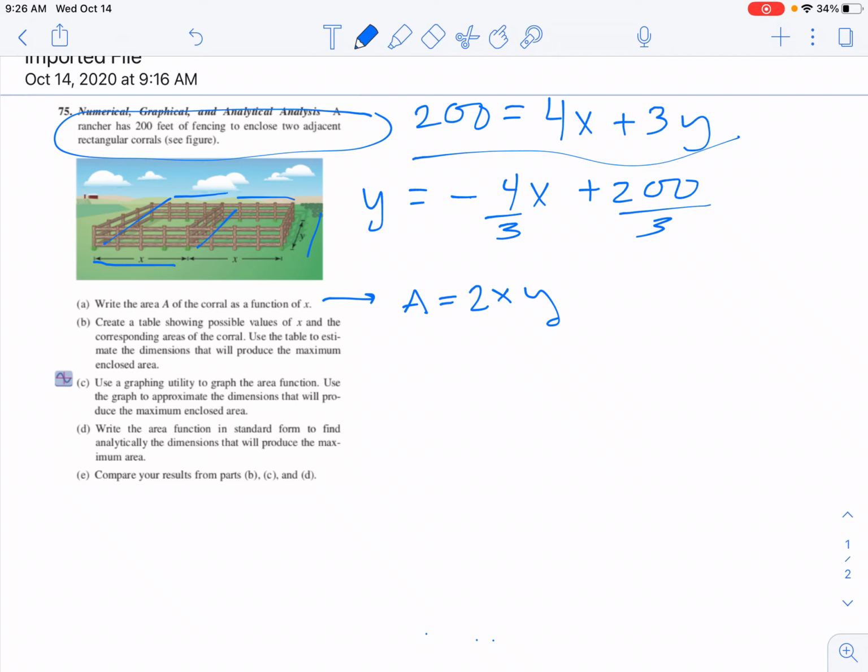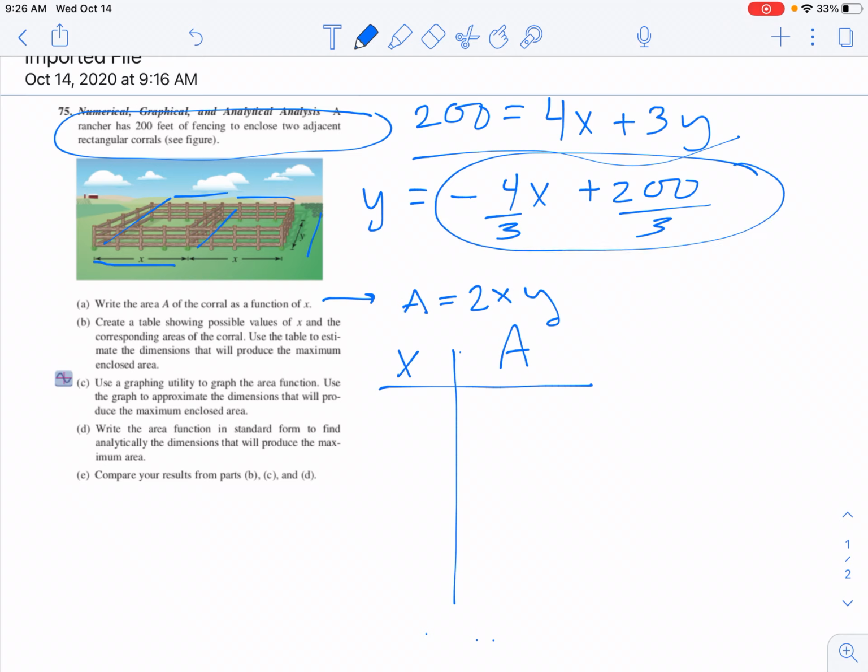And then for part B, it says create a table of values showing possible x values and the corresponding areas. So x value, area. You can create a table of values, but either way, in order to calculate the area, you're going to have to substitute into this equation. So if x is, say, 10, then y, maybe I'll add a y column.